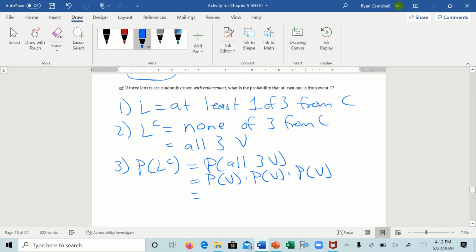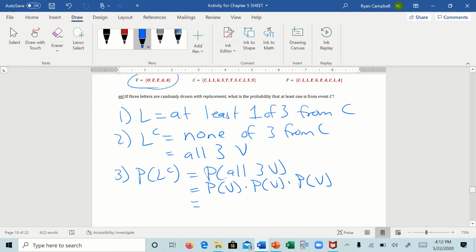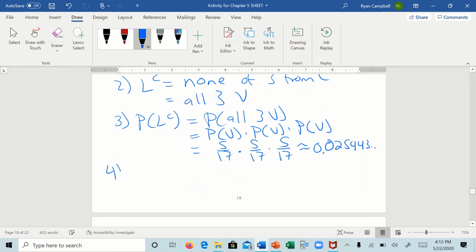So probability that it's a vowel, it's 5 out of 17. It's with replacement, so the second time it's also 5 out of 17 and 5 out of 17. We multiply that together. We get 0.025443. And then the last step, the probability of at least one is 1 minus the complement.